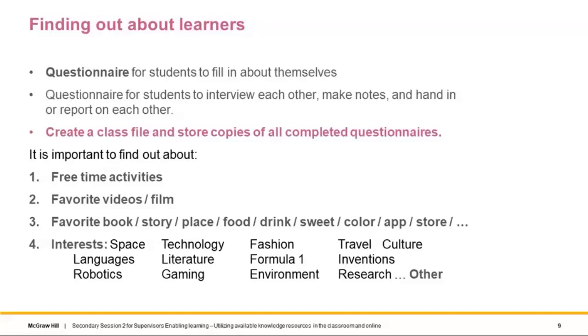It's important to find out about free time activities, favorite videos, films, favorite book, story, place, food, drink, sweet, color, app, store, whatever else you can imagine. Interests: space, technology, fashion, travel, culture, languages, literature, Formula One, other motor racing, inventions, robotics, gaming, environment, research, aeronautics, chemistry, whatever you can think of. They can just pick the thing that they're interested in. And always remember to include "other" so they can add things.